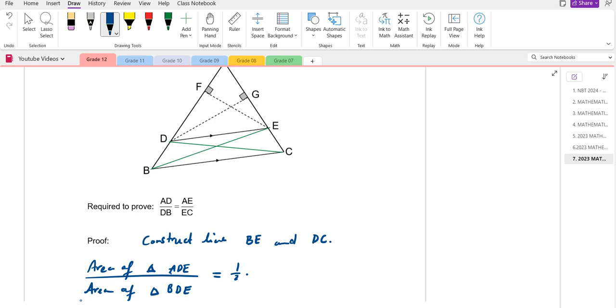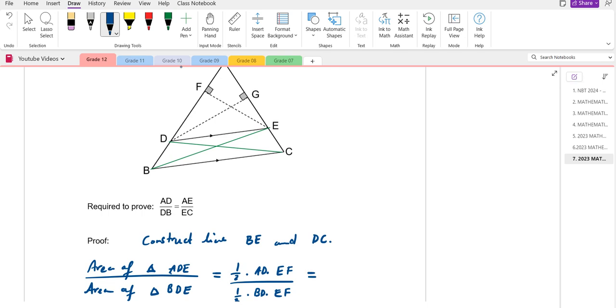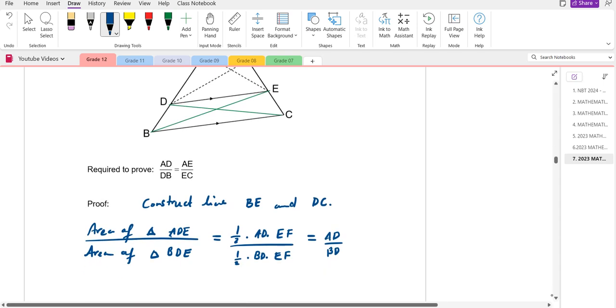What's the base of AD? E is AD, and the height I'm using is EF, divided by half. BDE, base is BD, and it's going to have the same height because this is like an obtuse angle triangle, so the height will be on the outside, so EF is also the height, right? And we can see that this is equal to AD over BD. That's what we want.